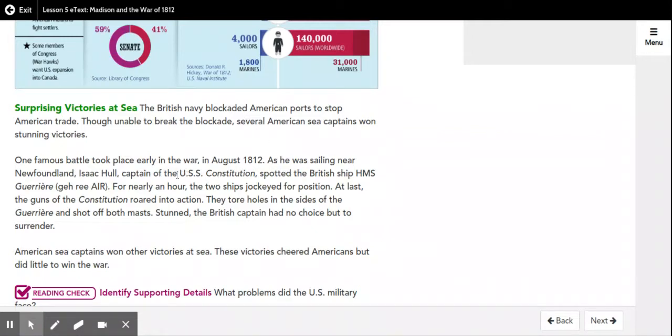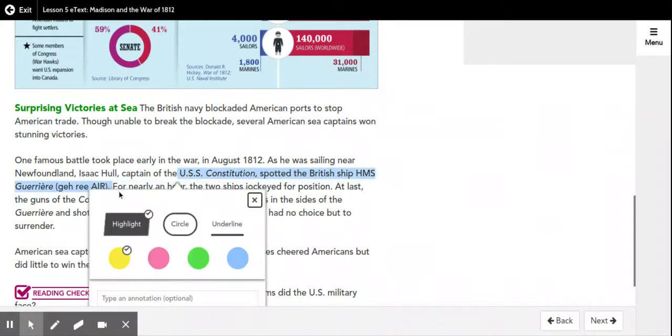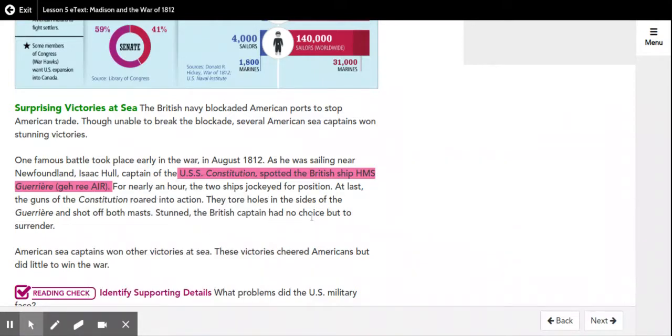One, the USS Constitution against the British ship, the Guerriere. The USS Constitution is nicknamed Old Ironsides. That's from the video that you should have watched the other day. It had more than 44 guns, and the video says they could have bigger guns. That means the bigger, heavier guns can shoot bigger cannonballs that can tear things up.